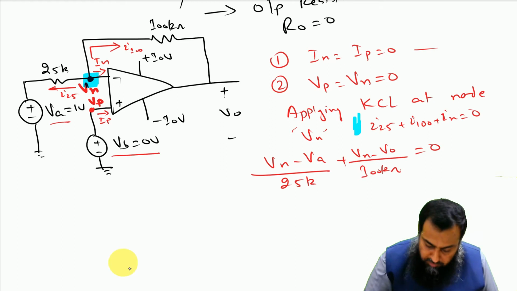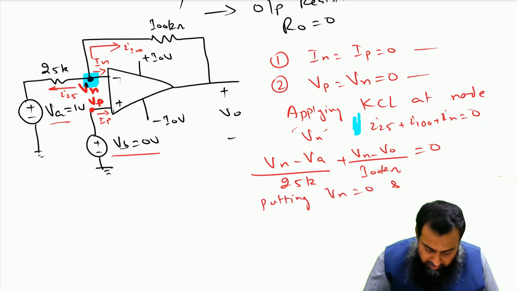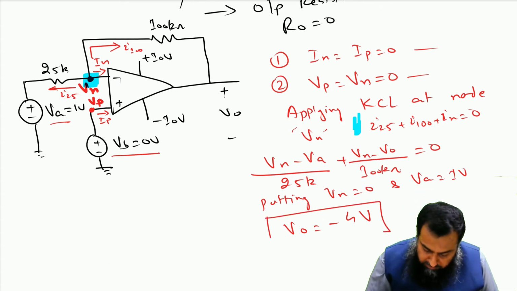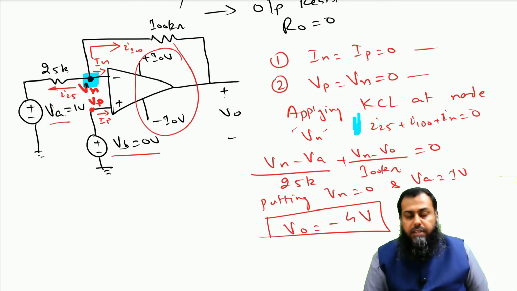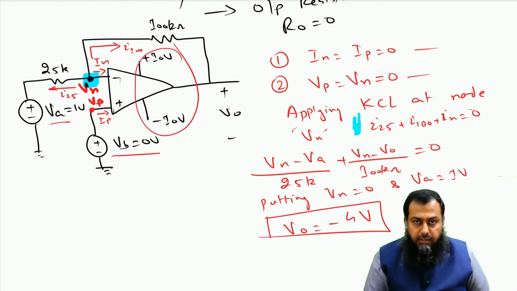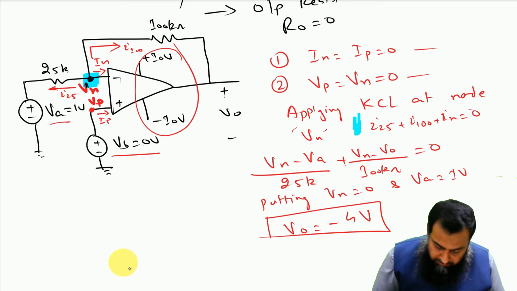And by putting down the values from point number 2, we know that Vn is equal to 0. So putting Vn equal to 0 and Va equal to 1 volt, we come to know that V naught is equal to minus 4 volt. Now, because this V naught is equal to minus 4 volt and it lies between these two biasing supply voltages, therefore we say that this operational amplifier is actually operating in a linear region.